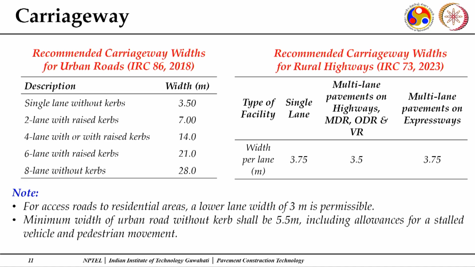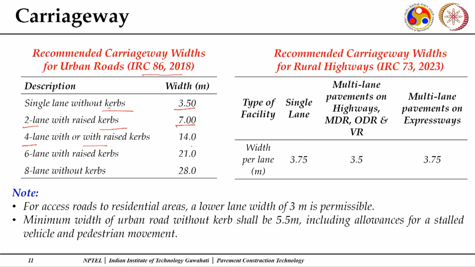It says recommended carriageway width for urban roads. Urban roads are specified as per IRC codal specification IRC 86, which says single lane without curbs: if there are no curbs on the side, only one lane is to be there, and the width is 3.5 meter. 2-lane with raised curbs: if you are required to put up curbs on the pavement edges, it says 7 meter width. 4-lane with or without curbs, 14 meters; 6-lane with raised curbs, 21 meters; 8-lane without curbs, 28 meter.